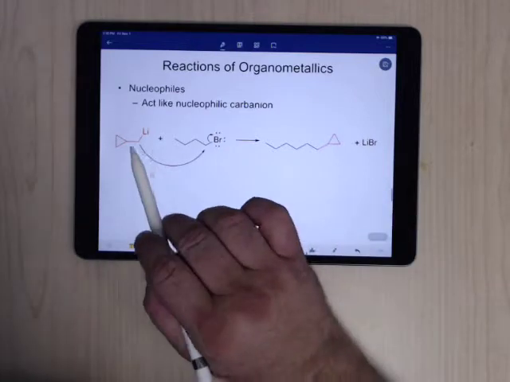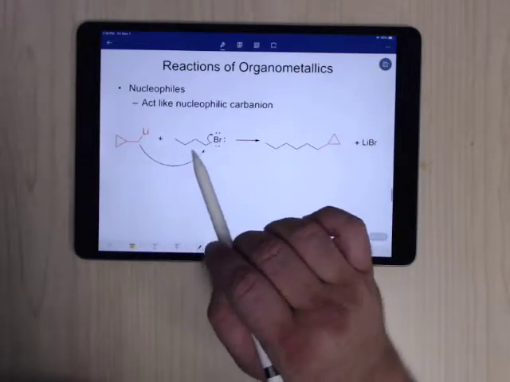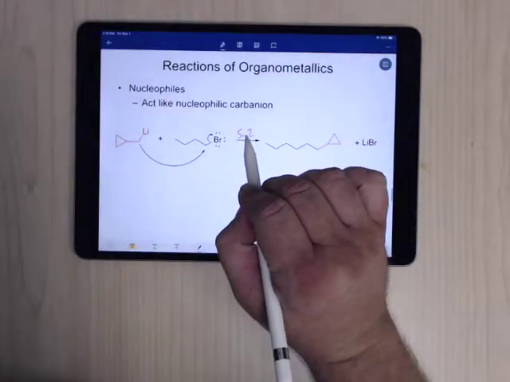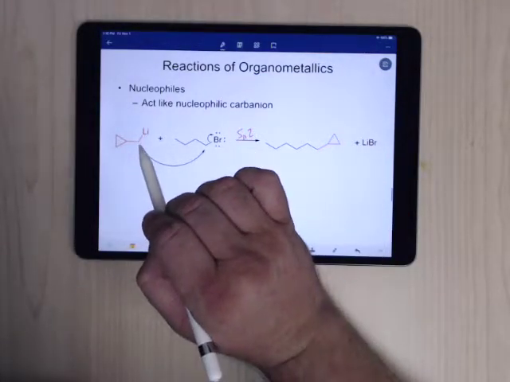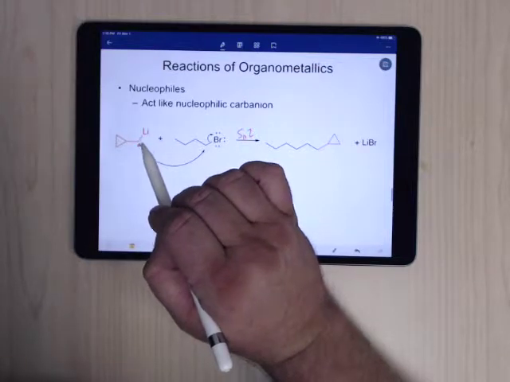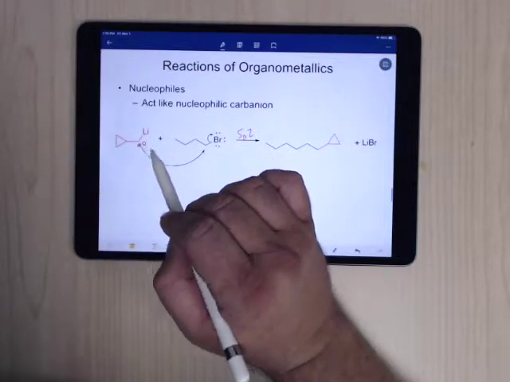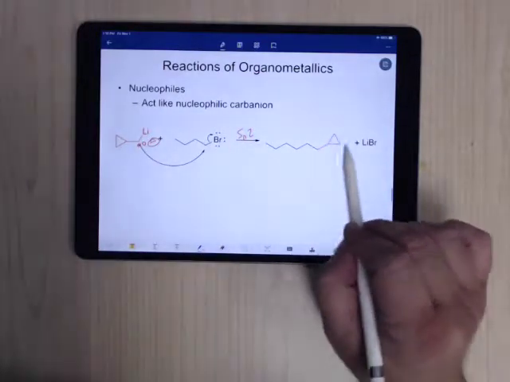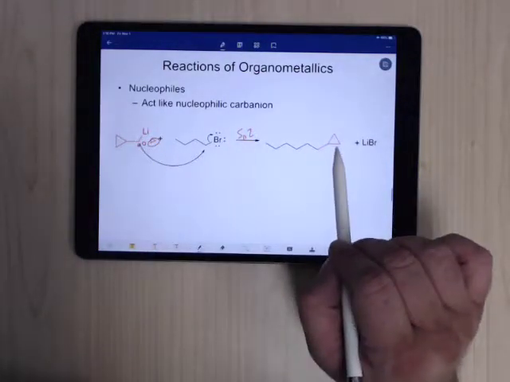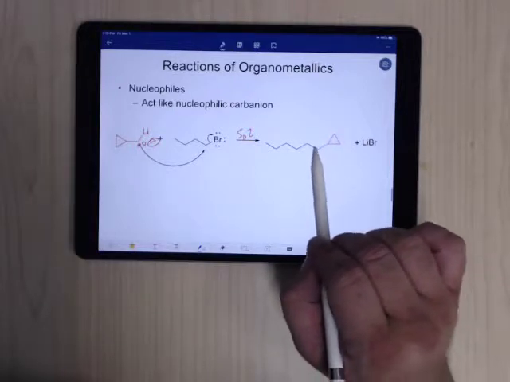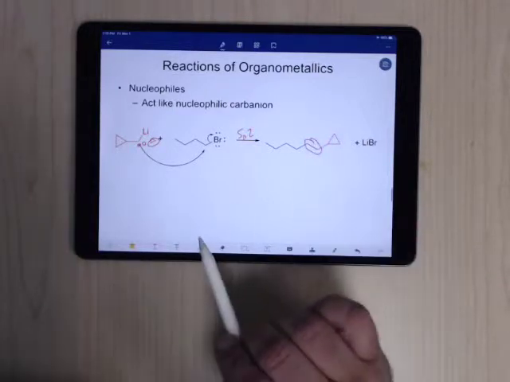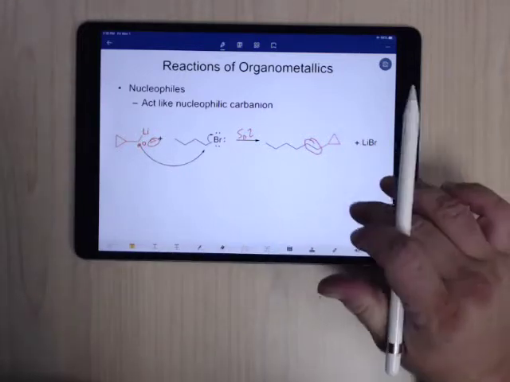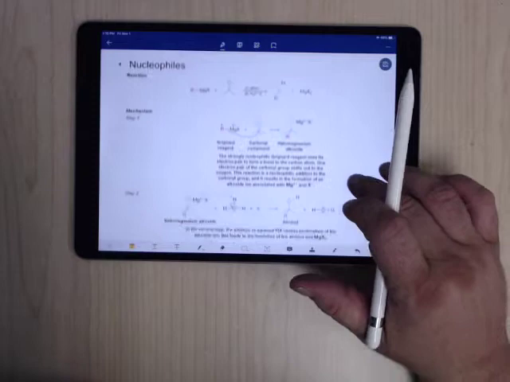And again, they can work just like any other nucleophile. If you want to do an SN2 attack, this is just an SN2. You've got a carbon nucleophile, you've got lone pairs here, if I can draw them in, and a negative charge that's going to attack here, kick that away, and make the new carbon-carbon bond. You're going to make this new bond there, along with lithium bromide. And that's how all of these work.